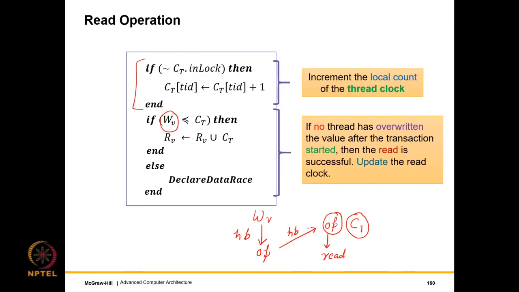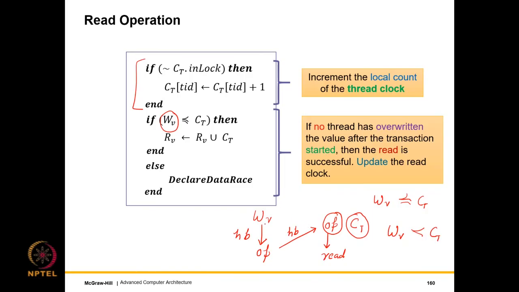Because of the chain of happens-before relationships and the property of the vector clock, if let's say there is no data race between them, then this chain of happens-before relationships will hold, which means that the write clock should either precede or be equal to CT. We will discuss when it will be equal later. But it should definitely precede. For this interaction, this relationship should definitely hold.